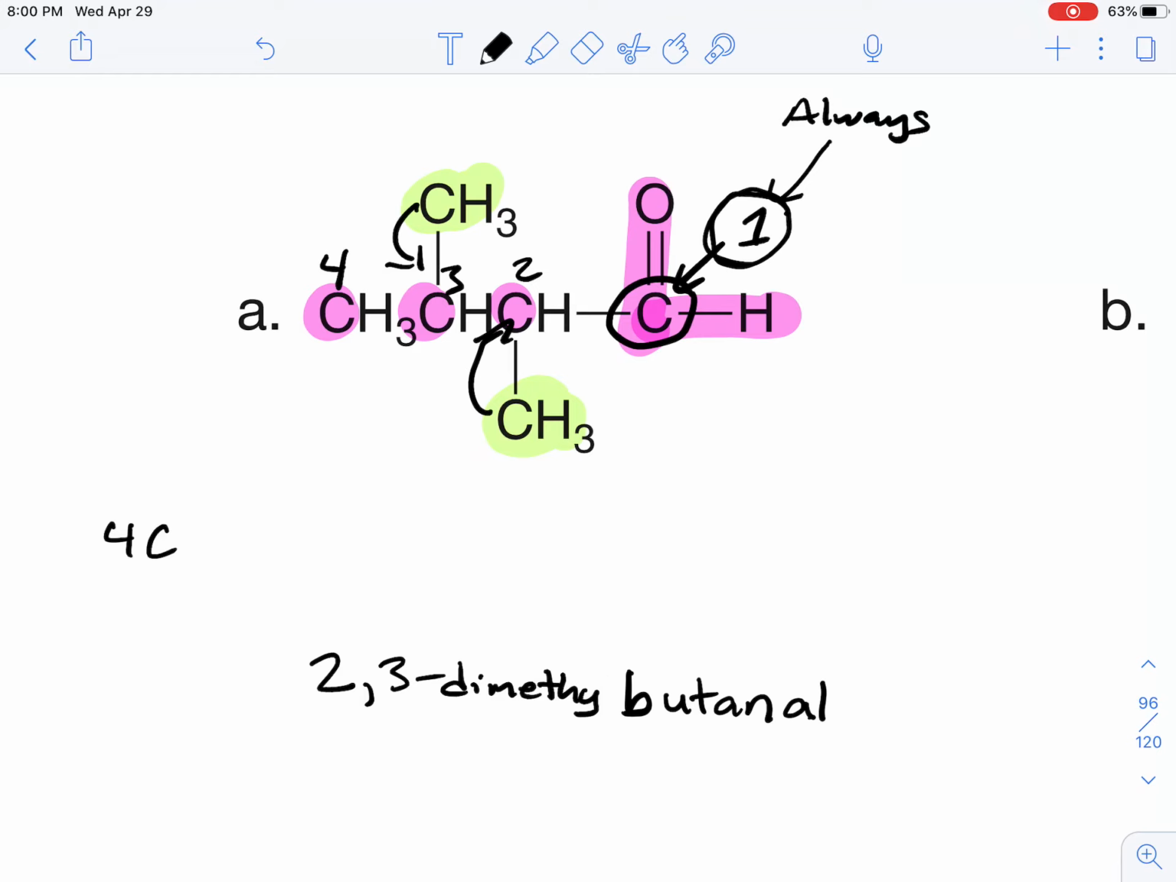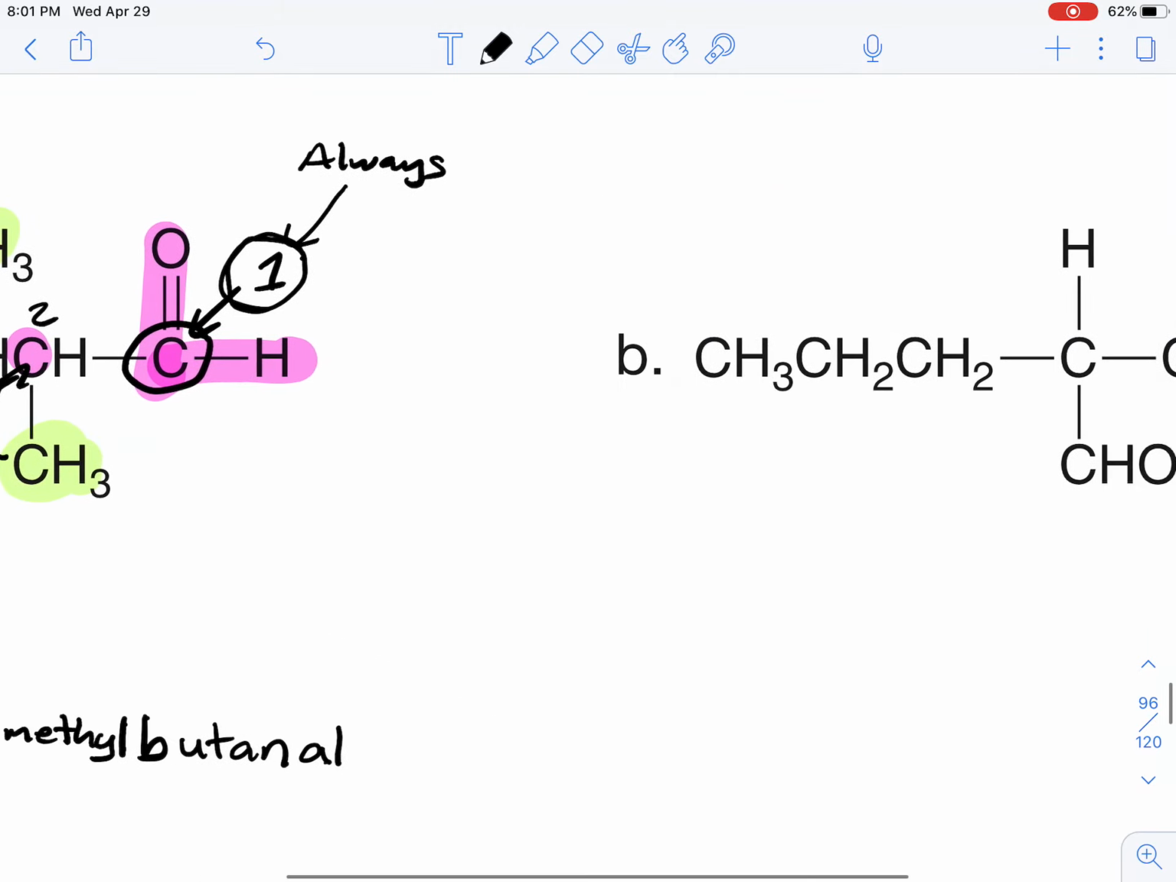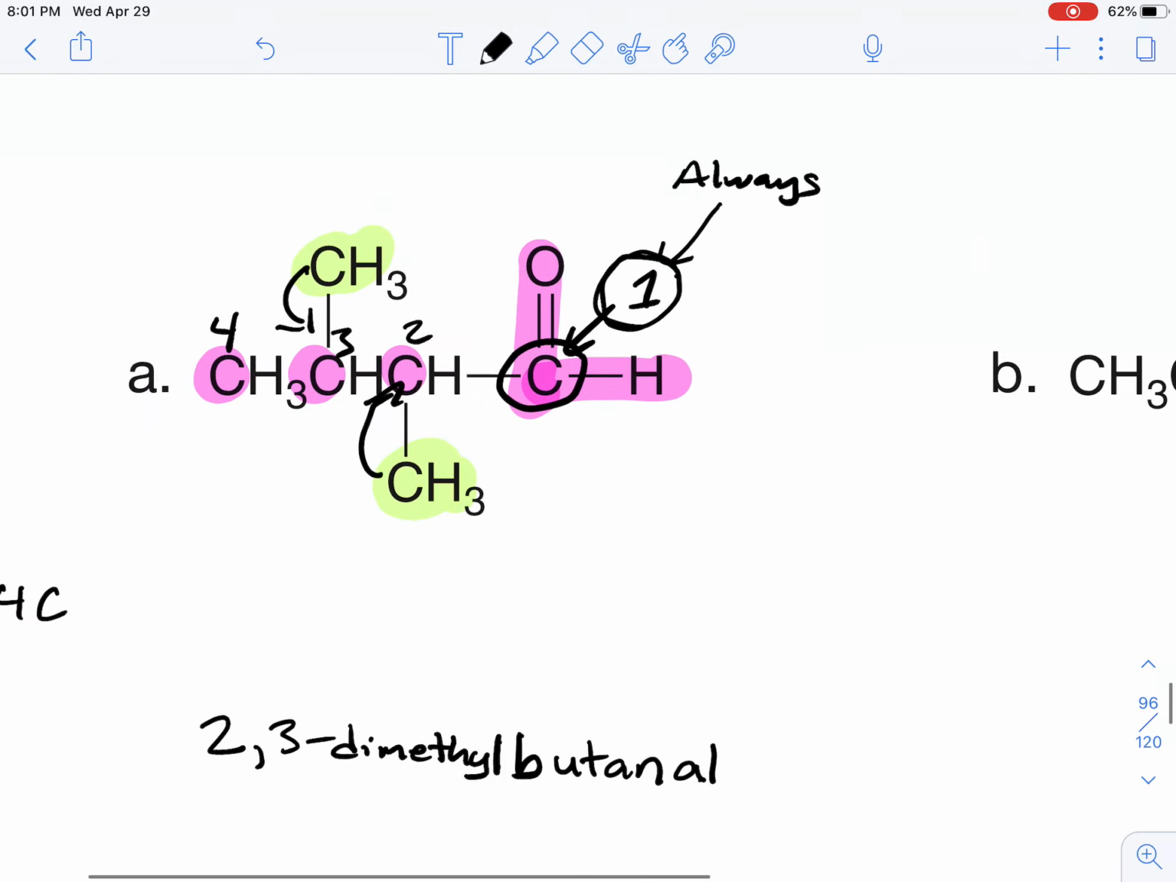And so since I omitted the 1 to describe the carbon position of the aldehyde, then I don't need to put a dash between the two words. Everything is just one word. So 2,3-dimethyl butanal. And that would be the name of this compound.